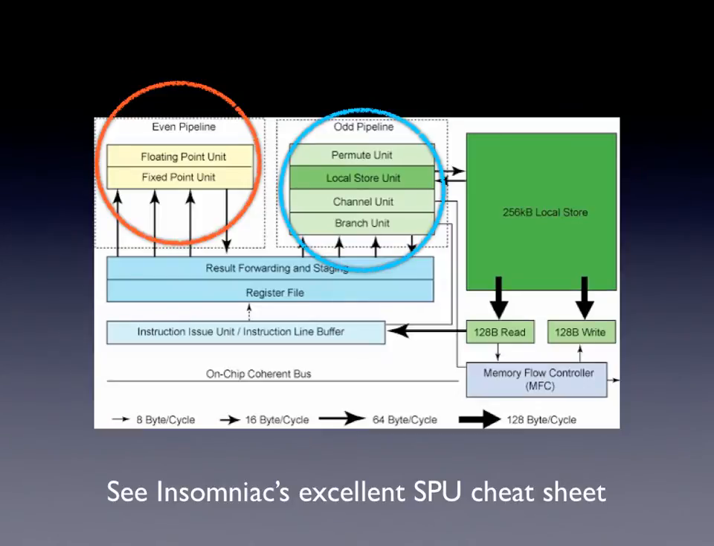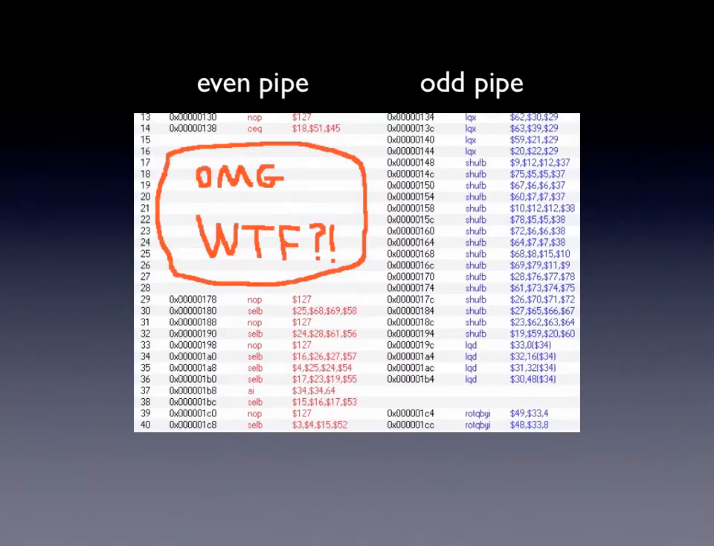It's a PDF. Okay, here we go. Here's the example. So even pipe is on the left, odd pipe is on the right. Each individual row represents one cycle. If there's a red instruction and a blue instruction, that means you can issue two instructions at the same time.